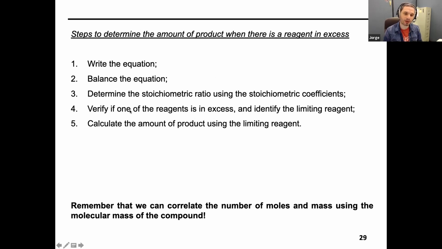Okay, so the chemical equation will always give us the ratio in moles. And remember that we can correlate the number of moles and mass using the molecular mass of the compound. Always, 1 mole of any molecule corresponds to the molecular mass of this molecule. And that's how we are going to correlate moles with mass when it is needed.